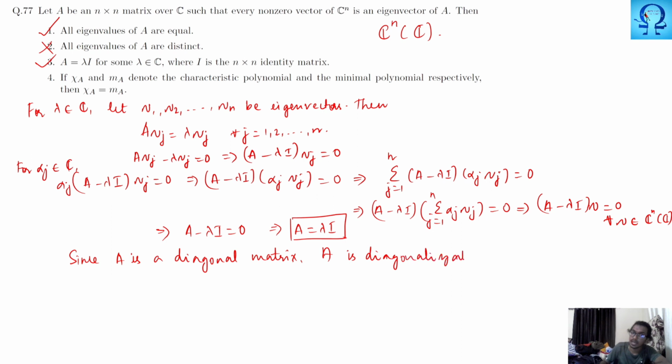If the matrix is diagonalizable, then the minimal polynomial of that matrix will have distinct linear factors. If here the eigenvalue is only one, that is lambda, it will have only x minus lambda. But the characteristic polynomial is x minus lambda to the power n. So the characteristic polynomial and the minimal polynomial are different. They are not equal. So option 4 is false. Only option 1 and 3 are right.